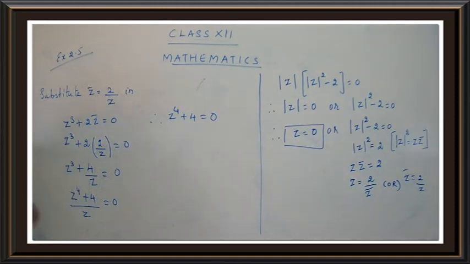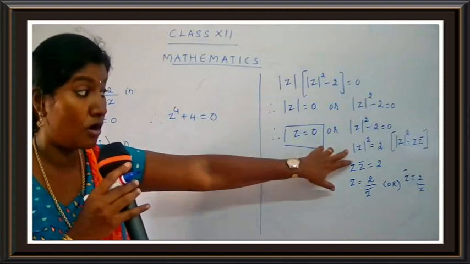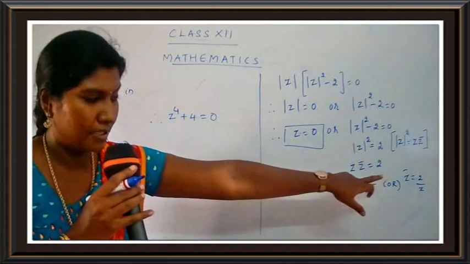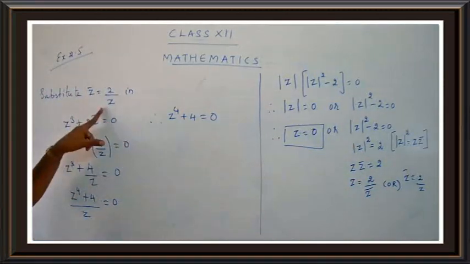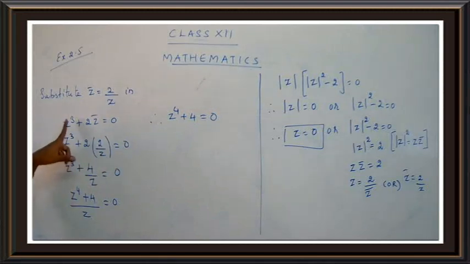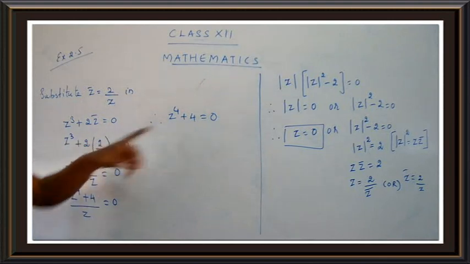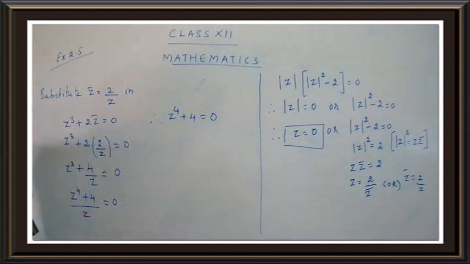Are you getting my point, children? So we found that modulus z square is equal to 2, and with this property we got the value for z bar, that is 2 by z. I am going to substitute the value for z bar in the given question. So z cube plus 2z bar is equal to 0. When I substitute, I get z raised to 4 plus 4 is equal to 0. Now here, children, this is z raised to 4 plus 4 is equal to 0.